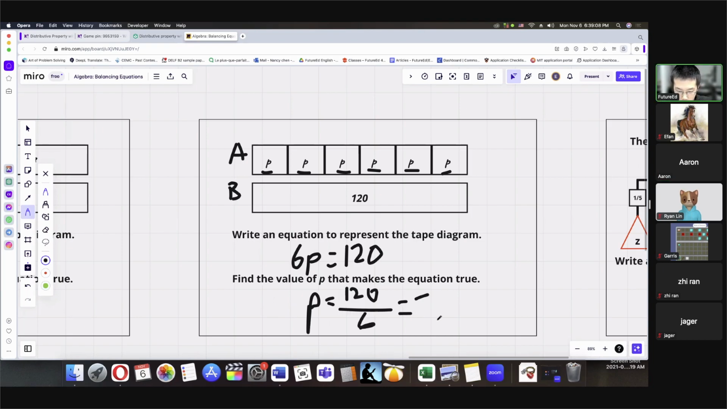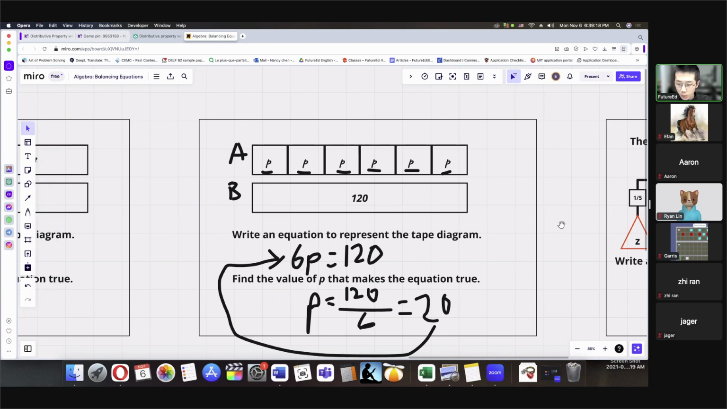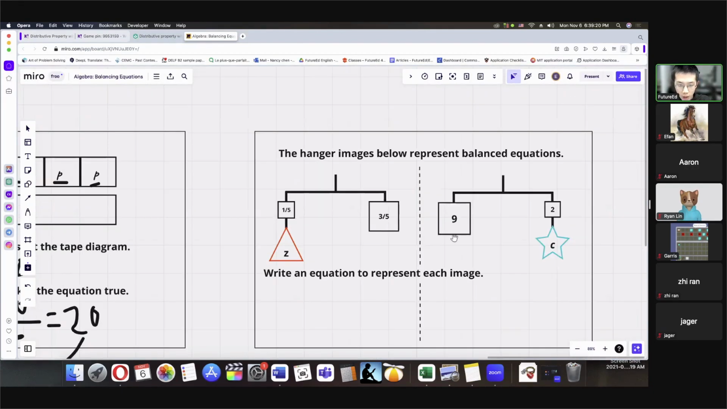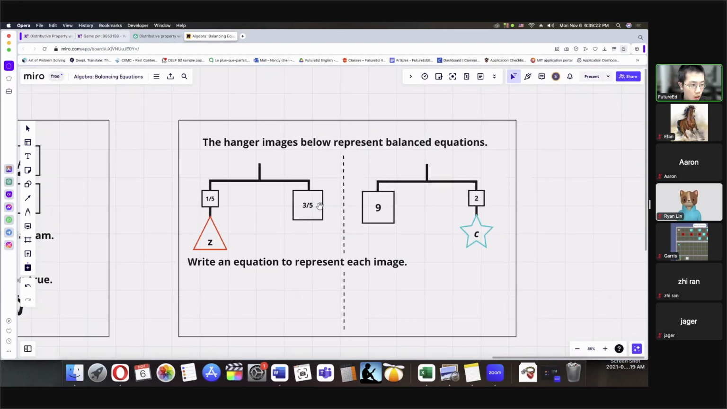Let's check it just in case. What is 20 multiplied by 6, Aaron? 120. So 6 times 20 is 120. This is correct. We know that p is 20. Awesome. Okay, now let's try these hanger images. Aaron, do you mind if I ask you to try one of these once again? They are a bit difficult, I think. Maybe the first one. Can you write an equation for the first image, please?